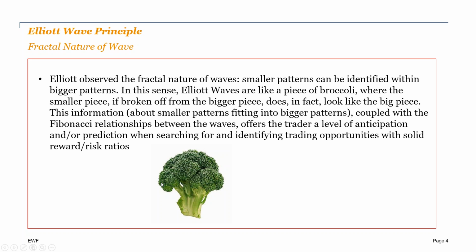Now I included this picture of broccoli because a picture is usually a lot better for understanding. You notice here this is the big broccoli. If you peel off a part of the broccoli, the smaller part, you will see that the smaller part itself resembles the bigger part, right? So in other words, it's the fractal nature of the waves. You can always split the waves, just like you're peeling off broccoli, and each time you peel it off, the smaller part is going to resemble exactly the bigger part. That's exactly what Elliott means by the fractal nature of waves.